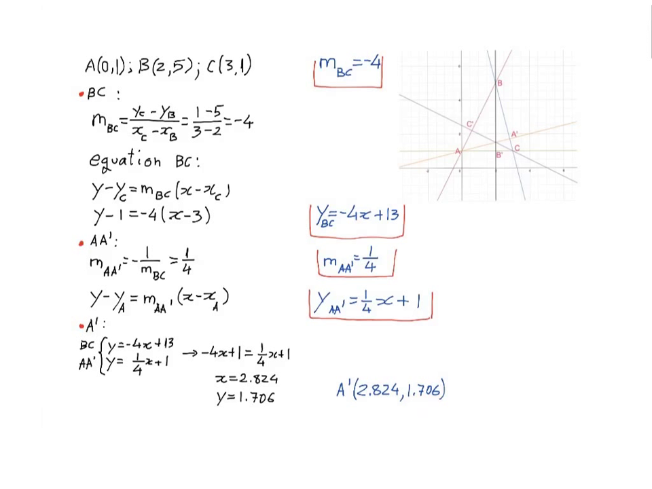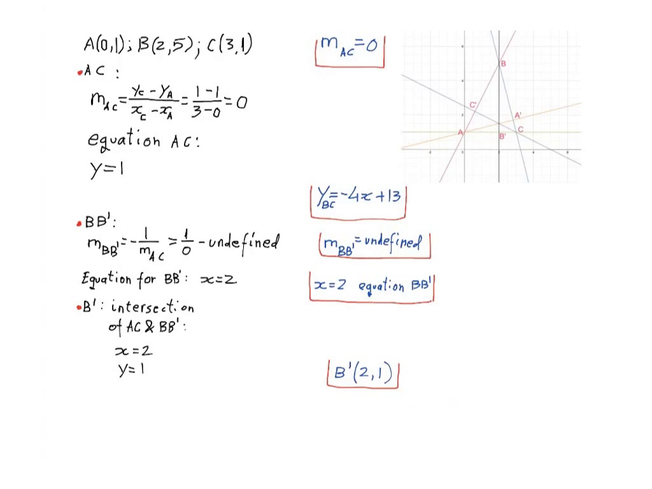I suggest you hit pause again and try to do this yourselves and figure out some of the steps I might have skipped in order to get these results. The last one is probably the easiest one. AC. I know that the y of A is equal to the y of C, which is 1. That means that the line AC is a parallel line to the x-axis.